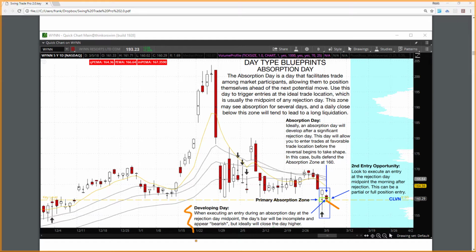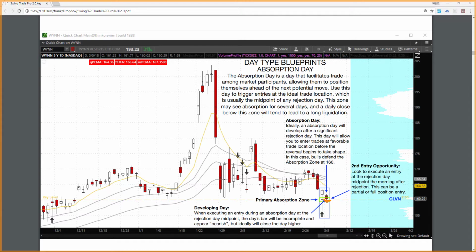Now, keep in mind again, when executing an entry during an absorption day at the rejection day midpoint, the day's bar will be incomplete and appear bearish, but ideally, price will turn around and close the day higher. Now, those are the two entry points, right? You have this rejection day, you can get in at the close of that day, or you can enter at the midpoint here. You can do both as well. You can get in some here and add to the position here, or in my case, I went in 100% right at that level. Now, again, what's very, very important is that price needs to close above that midpoint.